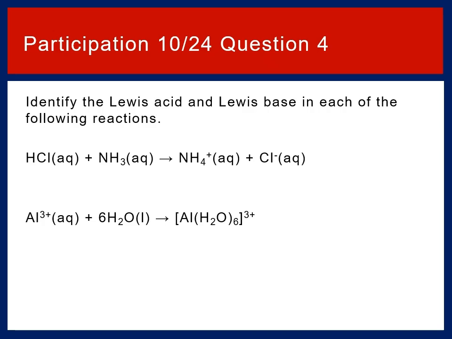Participation 1024, question 4. Identify the Lewis acid and Lewis base in each of the following reactions. First, HCl aqueous plus NH3 aqueous becoming NH4+ aqueous and Cl- aqueous. Second, Al3+ aqueous and 6 H2O liquid becomes Al(H2O)6 with a 3+ charge. This is the fourth question on participation 1024, due Friday, October 24th at 11:59 p.m. on Blackboard. The link to the assignment is right below the links to these videos. Again, identify the Lewis acid and Lewis base in reaction 1 and reaction 2.